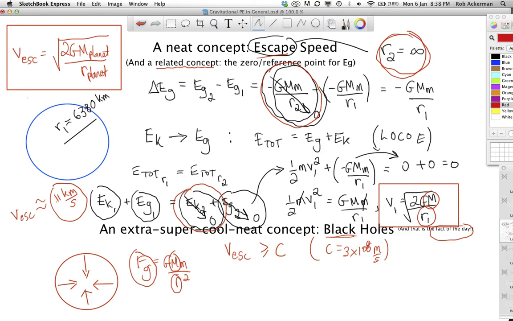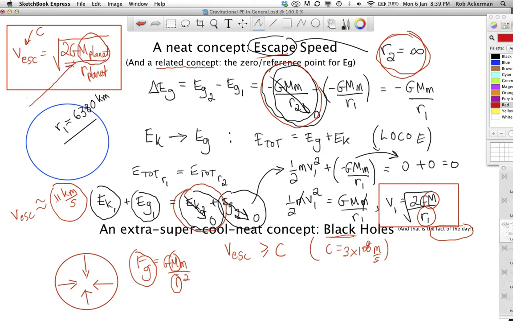Take the escape speed formula up here and put in c, 3 times 10 to the 8. I also want you to put in not the mass of a planet, because you actually need the mass more like a star, something with enough mass to generate the intense gravity that I talked about down here to crush it down to such a tiny size that the escape speed goes really high.